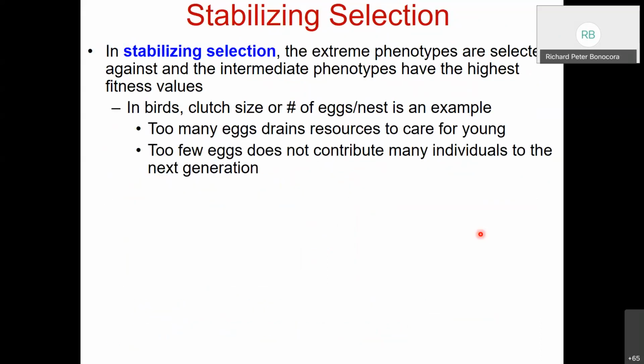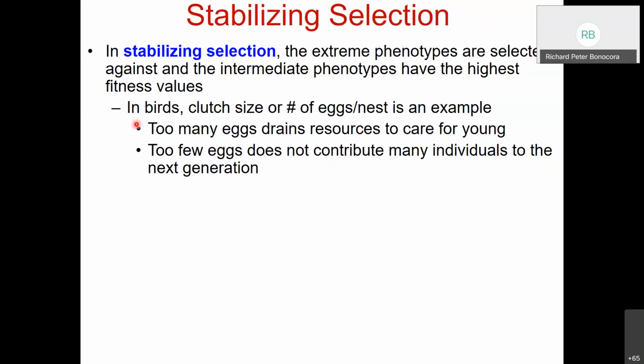Okay, and then the last one I'm talking about is stabilizing selection. This is where having an extreme phenotype is selected against, and only those that have phenotypes in the middle range will survive. They have the highest fitness values.